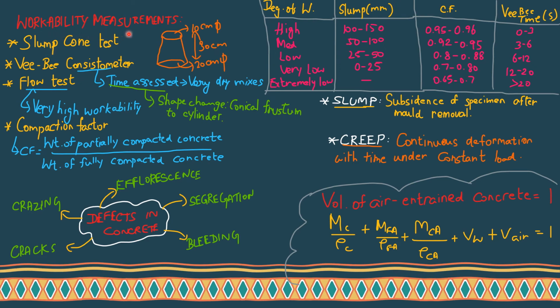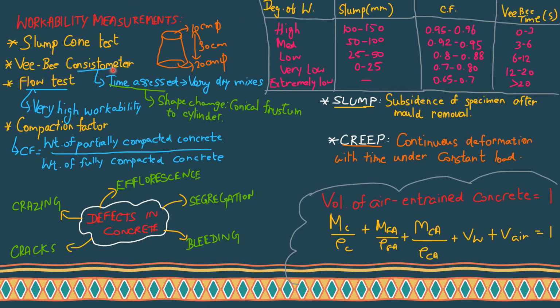Workability measurements. The basic workability tests are carried out in the laboratories. The first one is the slump cone test. Slump cone is the Abrams cone, which consists of 10 cm top diameter and 20 cm bottom diameter with a height of 30 cm. The simple procedure is you pour concrete into it, tamp it, and once the top level is done, you remove the cone and check for the slump value.